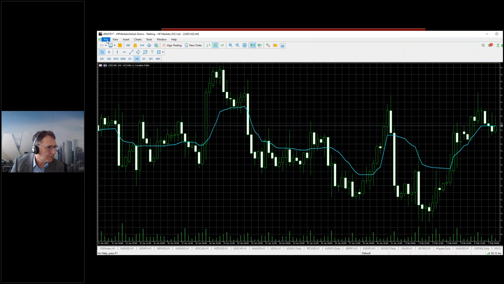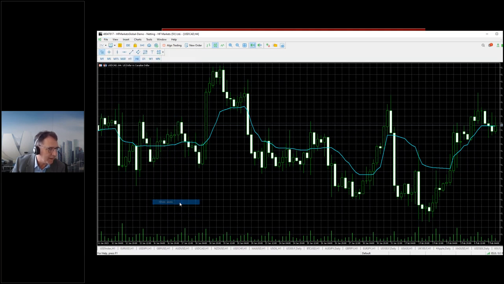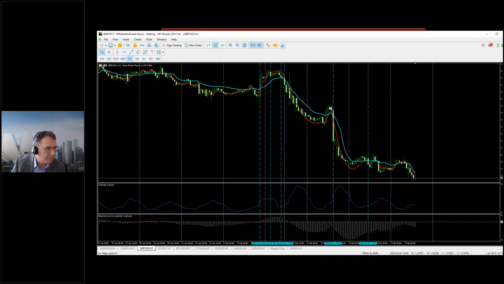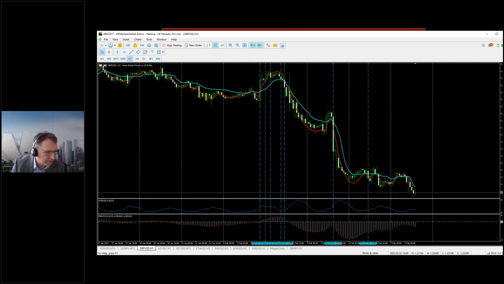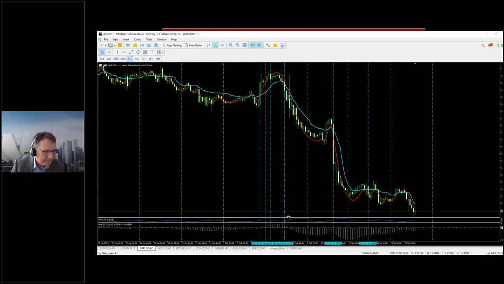If we open my profiles, I've got this saved as this one here, EMA. As you can see there, TEMA, AMA, and it's red and blue again. Just ignore the indicators, but you can still use the same principle of using the ATR if you want to.